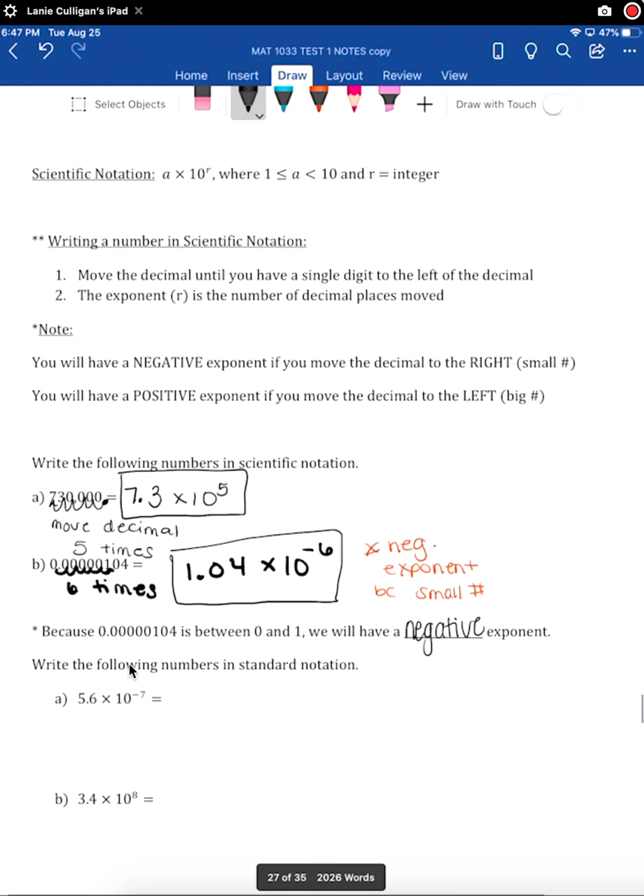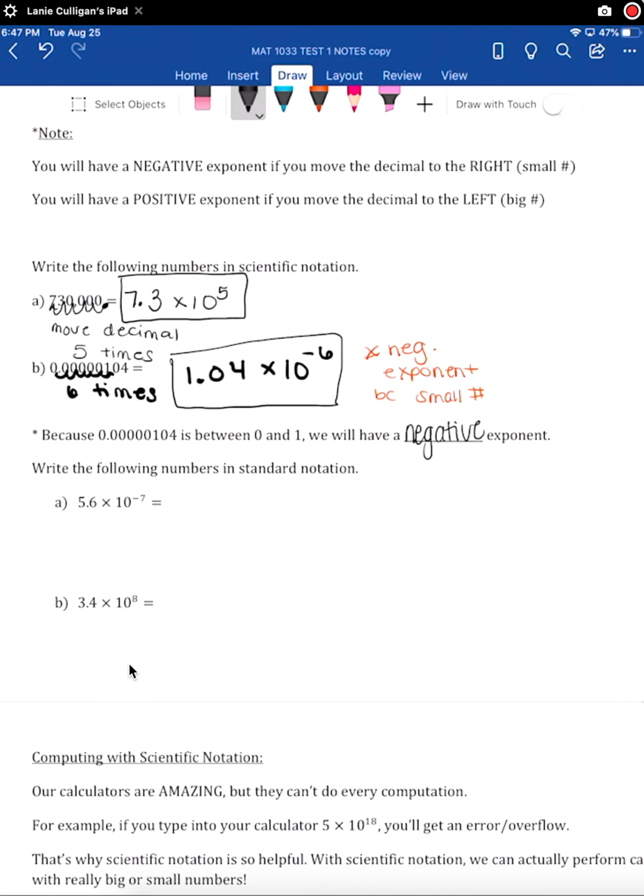So now the same thing but opposite. Now we're going to go from scientific notation to standard notation. So our first example, 5.6 times 10 to the negative 7th power. So that means I'm going to take my 5.6 and I'm going to move my decimal 7 times. It's negative 7, so I know I'm going to have a really, really small number. So in order to make this a really, really small number, I'm going to move my decimal to the left 7 times.